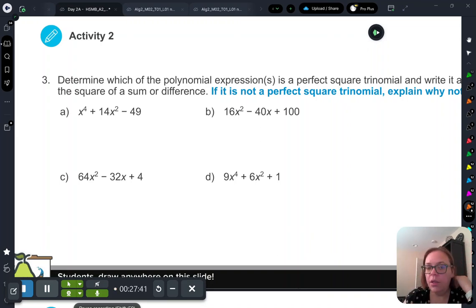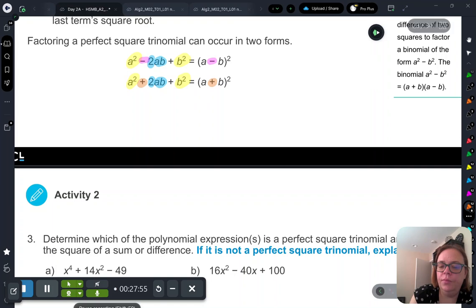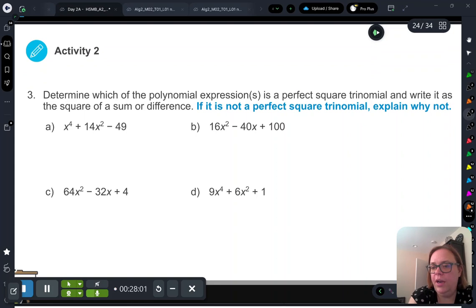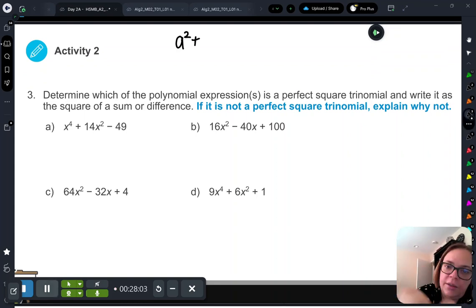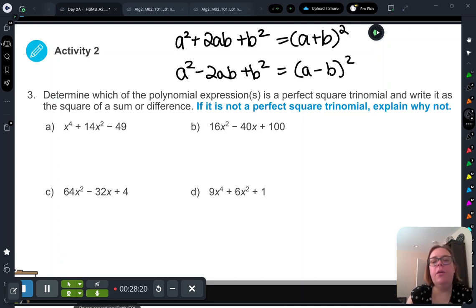Okay? So determine which of the following polynomial expressions is a perfect square trinomial and then write it as a square of a sum or difference. If it is not a perfect square trinomial, explain why not. Okay, so there it is again, right there. I'll write it again. So a squared plus 2ab plus b squared equals a plus b quantity squared, or a squared minus 2ab plus b squared equals a minus b squared. Okay?